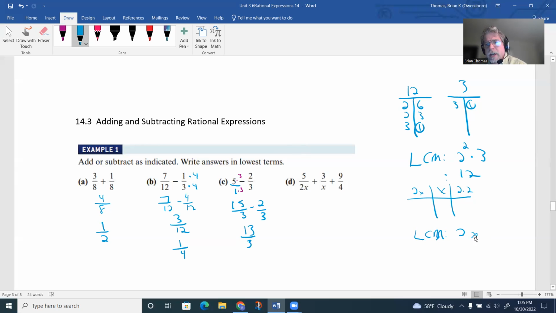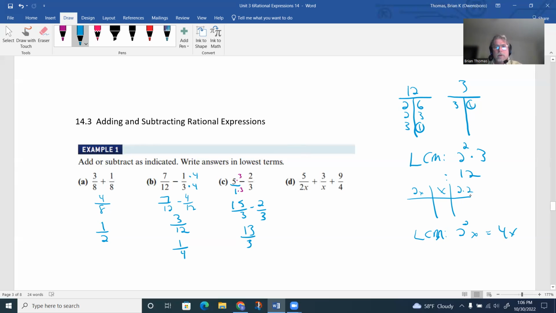So got that. As far as 2 goes, I need one 2 in the 2x. I don't need any 2's in the x, but the 4 actually needs two 2's. So the most 2's I need is actually 2. So this turns into a 2 squared. In other words, my least common multiple becomes then this 4x.